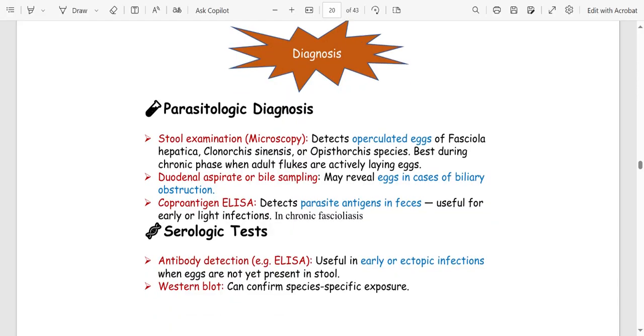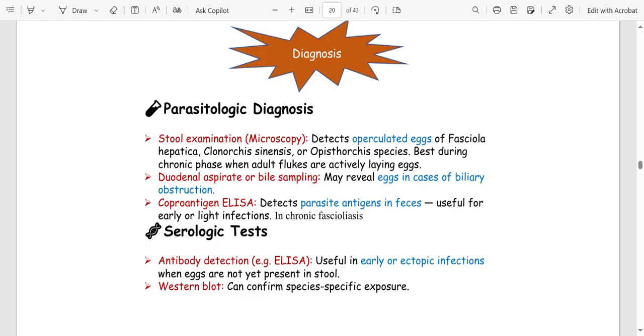So how do you diagnose infection by Fasciola? You can do parasitological diagnosis. You get a stool sample and look under the microscope to detect operculated eggs. You can also get an aspirate from the duodenum or do biliary sampling, and there you can still see eggs, especially in cases of obstruction. Please take note of what you see in these samples.